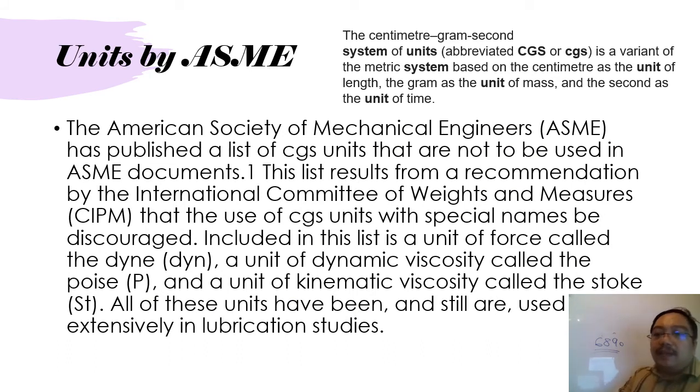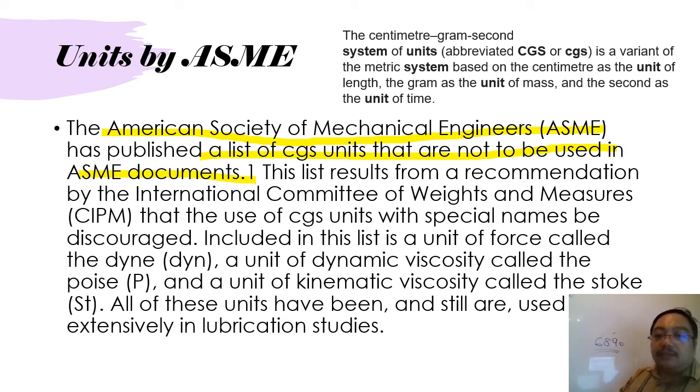So, units by ASME. ASME is the American Society of Mechanical Engineers. ASME has published a list of CGS units that are not to be used in ASME documents because they are historically used, but in the modern standard we don't use them anymore. The previous generation used these units. Now we are living in the new generation, we don't use these units. You can find this book does not mention the name of the unit. You can find it by yourself.